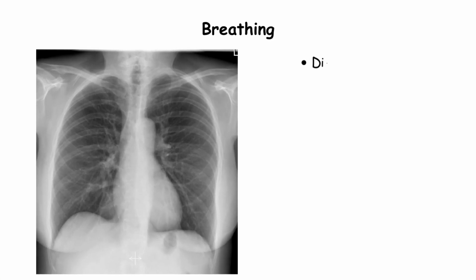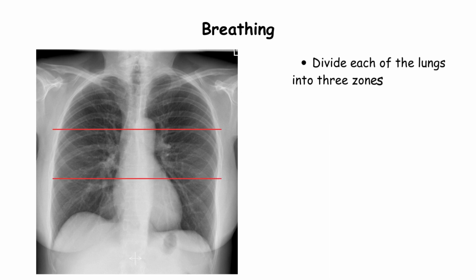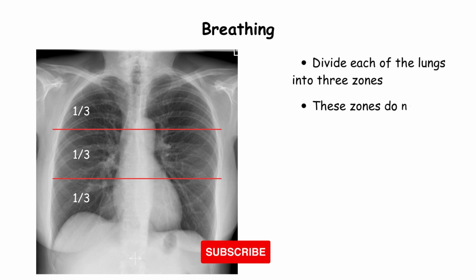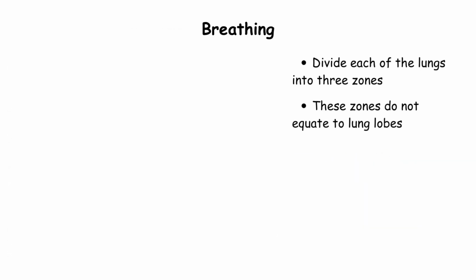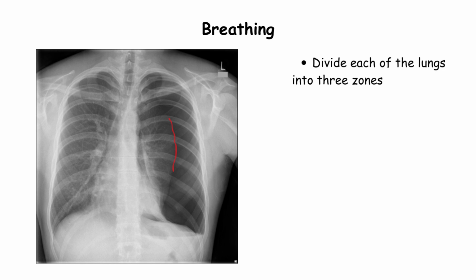In breathing, you have to check the lungs and the pleura. Divide the lung into 3 zones, each zone occupying a third of the height of the lung, so you will not miss any pathologies here. But these zones do not equal the lung lobes, as the left lung has 3 zones but only 2 lobes. Inspect all 3 zones for lung markings.